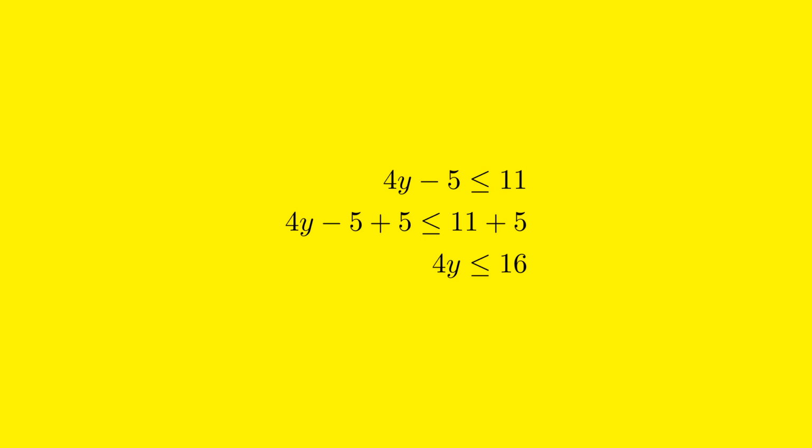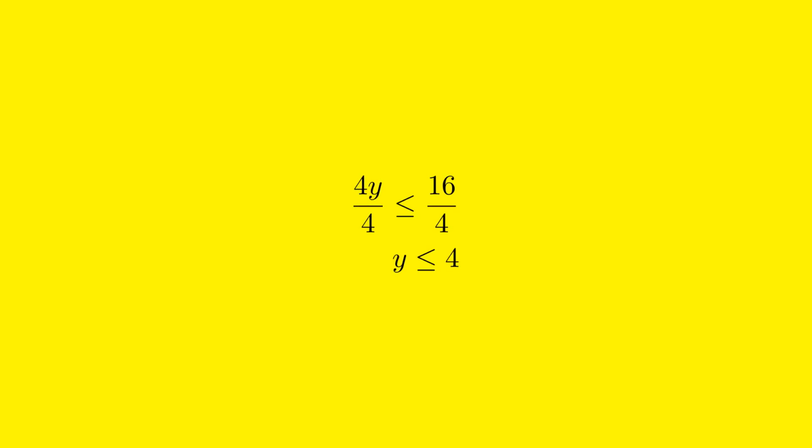We altered the expression by adding 5 to both sides. This is a fundamental operation in solving inequalities and equations, as it helps in isolating the variable y. Keeping the operations balanced on both sides preserves the inequality. So after step 1, we have 4y less than or equal to 16.